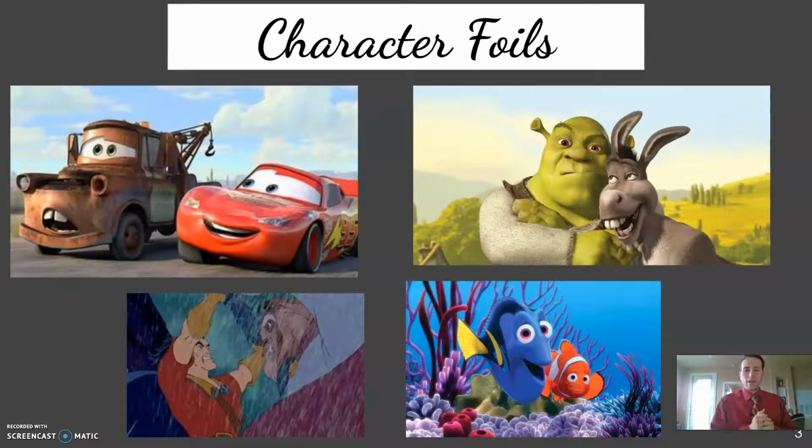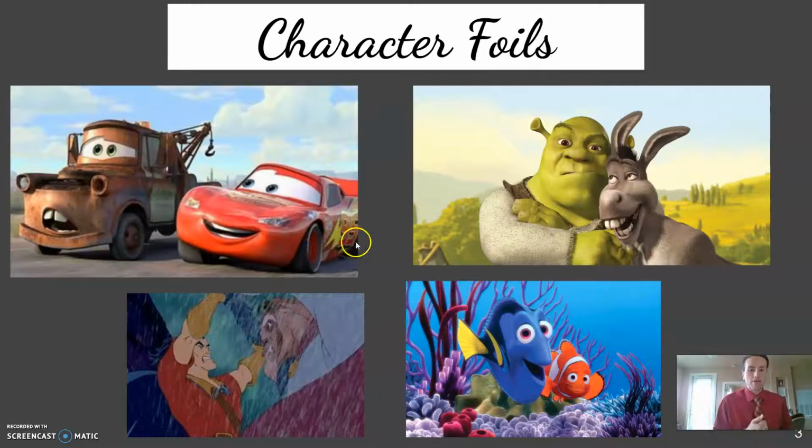Mater and Lightning McQueen. Lightning McQueen's a city boy, Mater's a country boy. And then Gaston and the Beast. Gaston is a human, he's really arrogant. The Beast is not human right now, and he also doesn't have a very high self-esteem. He thinks very low of himself, while Gaston thinks very high of himself. You probably remember these characters that we brought up in discussion back in class, but these are some good examples of character foils.